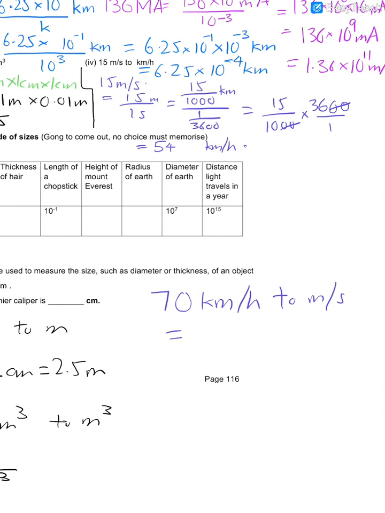Then 70 kilometer per hour to meter per second. Just divide by 1000. You all try first, tell me the answer. Follow my way, don't do your own way. You do your own way, no guarantee. If you just press the calculator for everything, it doesn't work out.